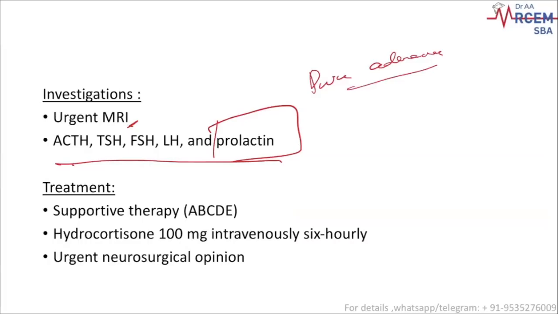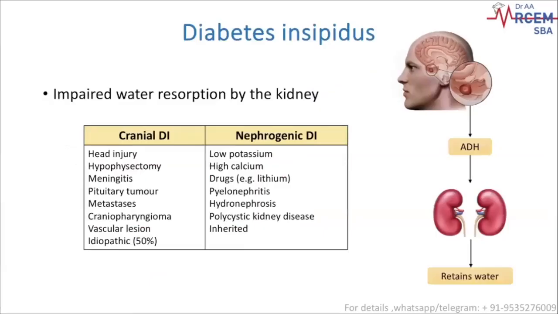Imaging you always get done at a later stage. You are treating as airway, breathing, circulation, deformity, mainly the supportive management. Involve the surgeons. You're giving hydrocortisone 100 mg stat dose.